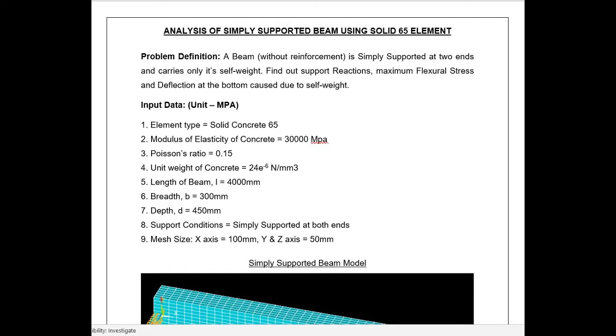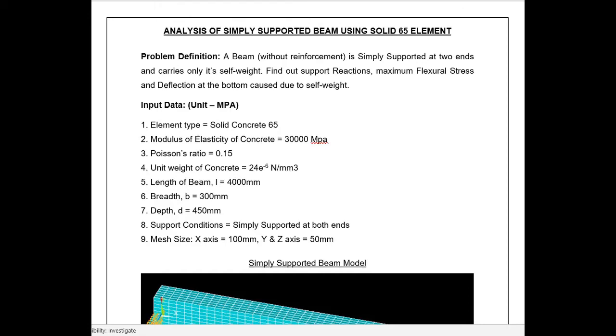The unit is MPa. In input data we consider the element as a concrete SOLID65. The elastic modulus is 30,000 MPa. Poisson's ratio is 0.15. Unit weight of concrete is 24 e raised to minus 6 Newton per millimeter cube. The length of the beam is considered as 4 meters, that is 4000 millimeters. Breadth and the depth of the beam are respectively 300 and 450 millimeters.